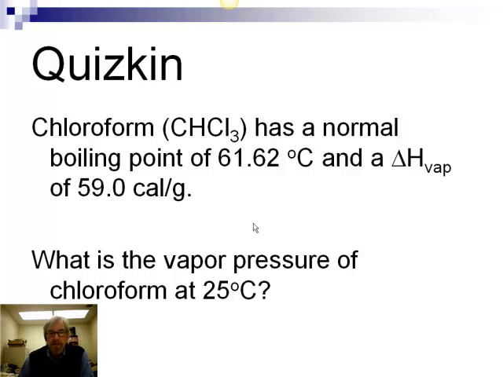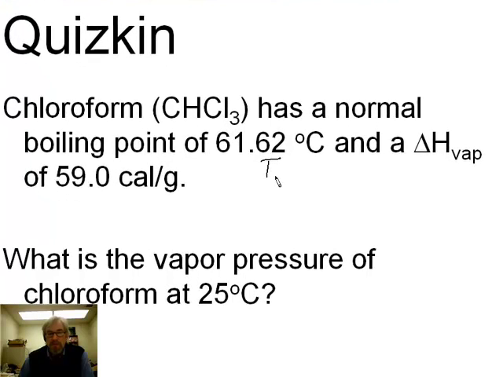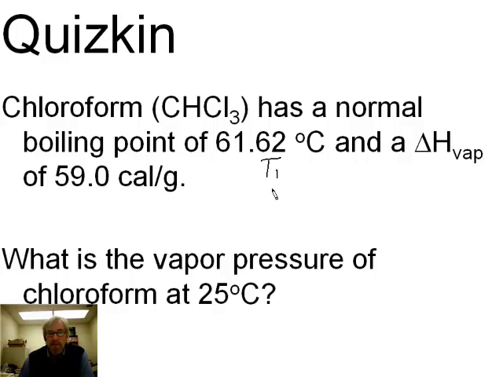Well, here are some things that we know. We know a temperature. We could maybe call that T1. And we know that that's the temperature of its normal boiling point. Well, the normal boiling point corresponds to a pressure, we'll call it P1, that would be equal to 1 atmosphere, because that's what normal boiling point means. The vapor pressure is equal to 1 atmosphere. And delta HVAP is 59. So we know delta HVAP, we know a temperature, and we know a pressure.